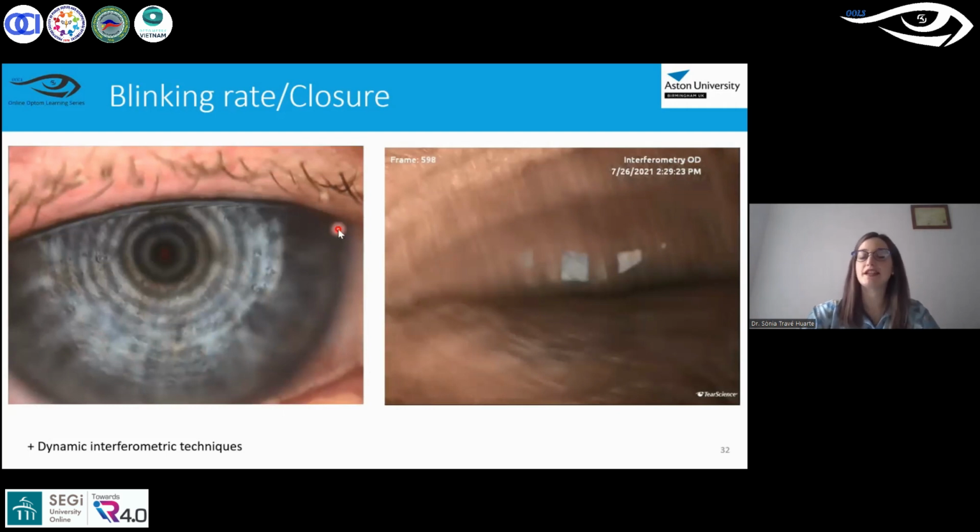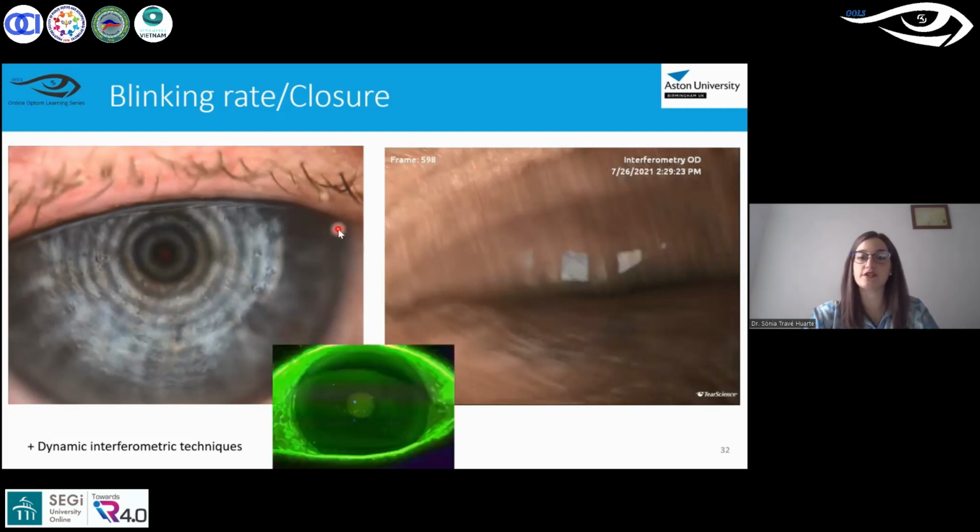In the meantime, things that you can do is use interferometric techniques to look at the lipid layer pattern, which we're going to do next.